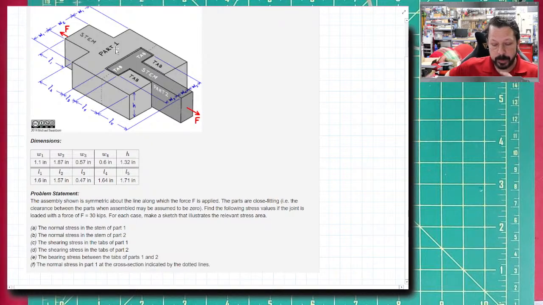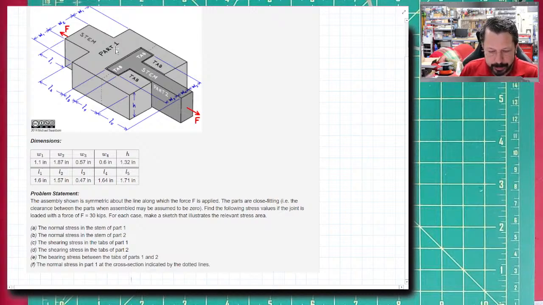This type of problem with the 6 different parts to it is not on the exam necessarily, but any one of these 6 parts would be a problem on the exam. Let's see, the bearing stress between part 1 and part 2.